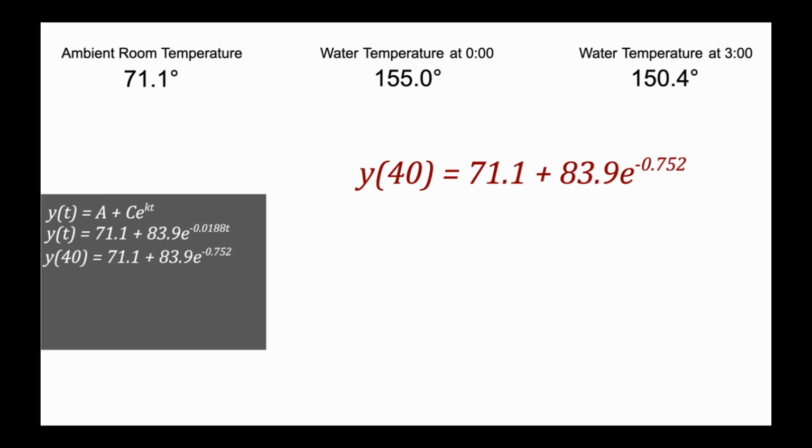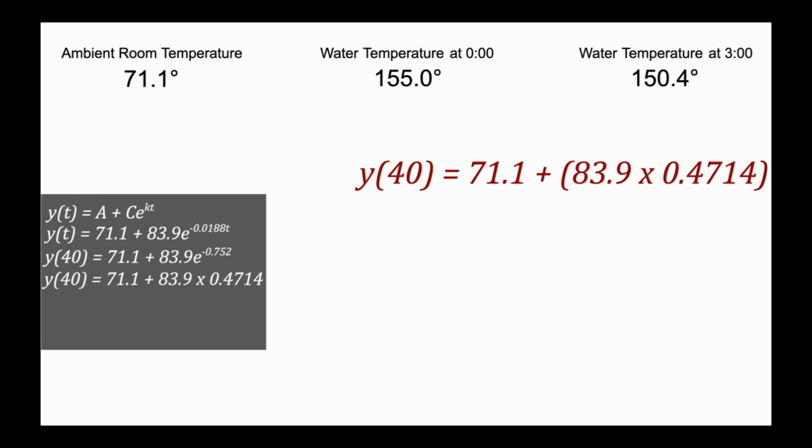Okay. Now we need to compute e raised to that power that you just read off to me. What's e? e is an irrational number like pi, and it is approximately equal to 2.718 and so on. Okay, e to the power of negative 0.752. That comes to 0.4714.